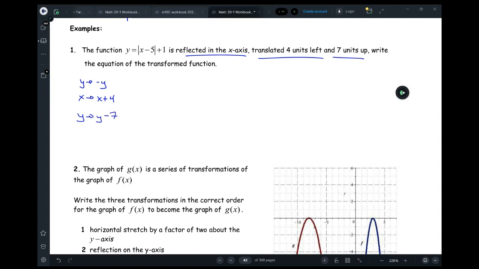And I want to write the equation of the transformed function. What I'm going to do here is do this in general. I'm going to do this to the function that looks like this to start off with. You don't have to do it this way.